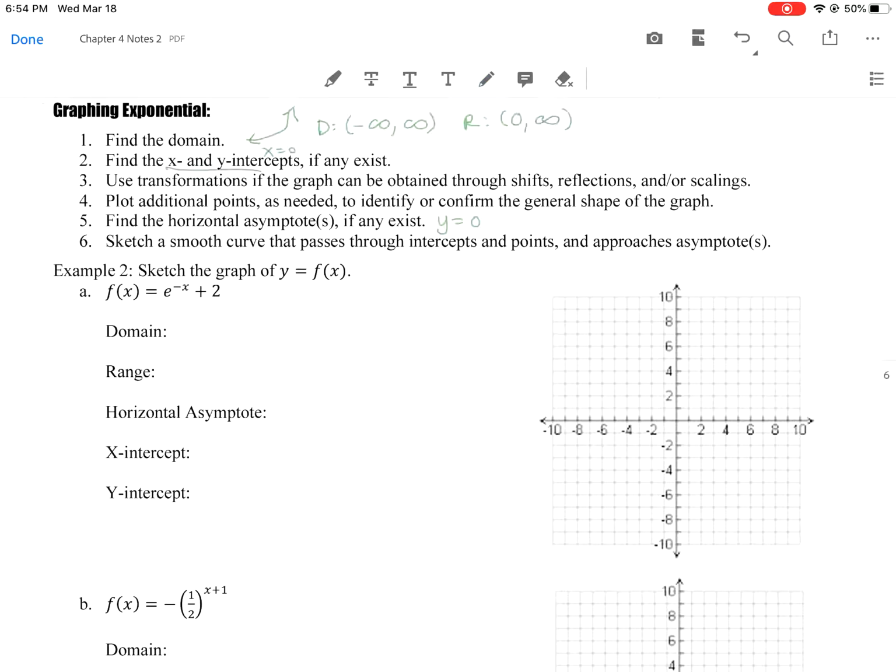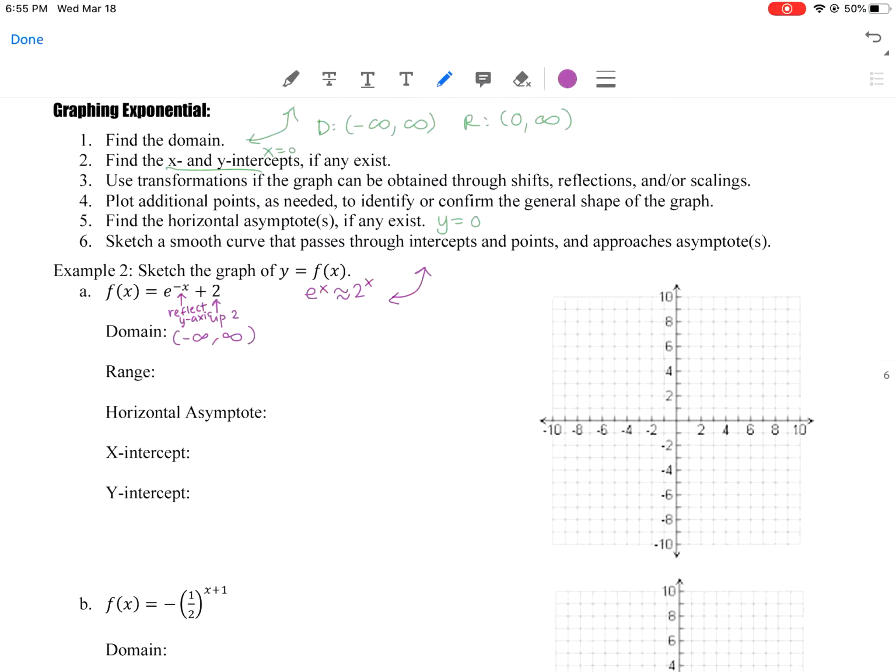So, in general, let's take a look at this first one. We've got a shift of up 2, and we've got e to the negative x. Remember this negative x is going to reflect it, specifically in this case, across the y-axis. In general, e to the x is similar to 2 to the x, so it looks something like that to begin with. Our domain hasn't changed. It's still going to be negative infinity to infinity, but our range is usually from 0 to infinity, but now since we moved it up 2, it's from 2 to infinity, meaning our horizontal asymptote is also at 2.